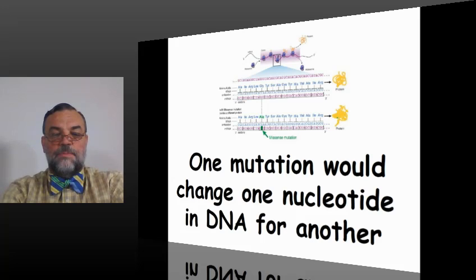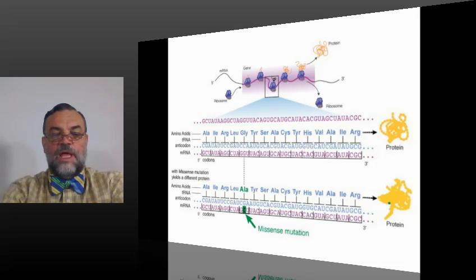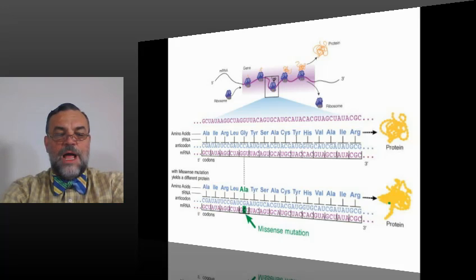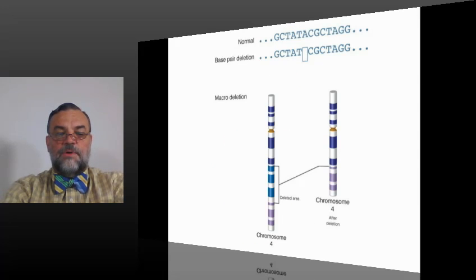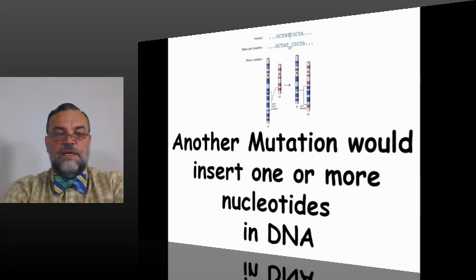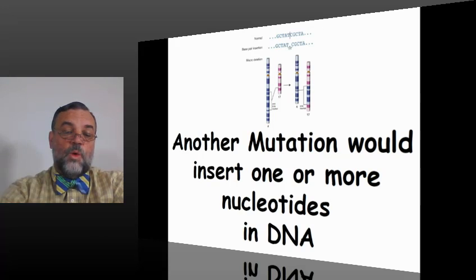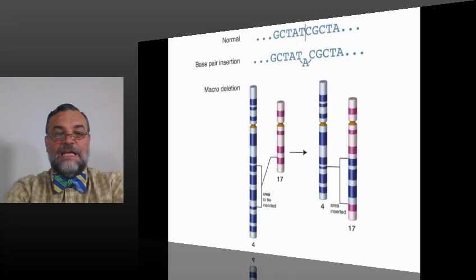One type of mutation would change one nucleotide in DNA for another. And here we have an example of that, and in this case, using it as coding DNA, by changing one nucleotide, an amino acid gets changed. Another type of mutation would delete one or more nucleotides in DNA. Here we have the example of several nucleotides that were deleted from DNA. Another mutation would insert one or more nucleotides in DNA. And here we have an example of an area that gets inserted into DNA.